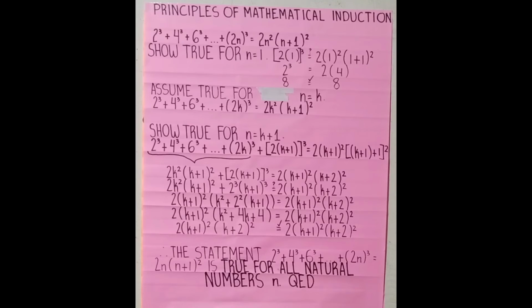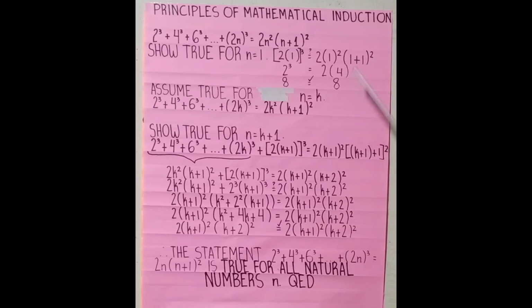The first step is that it should be true for the natural number 1, and the second step is that it should be true for some number k, and if it is true for k, then it should be true for its next number, which is k plus 1. So let's start with the first step, which is to show true for n is equal to 1.